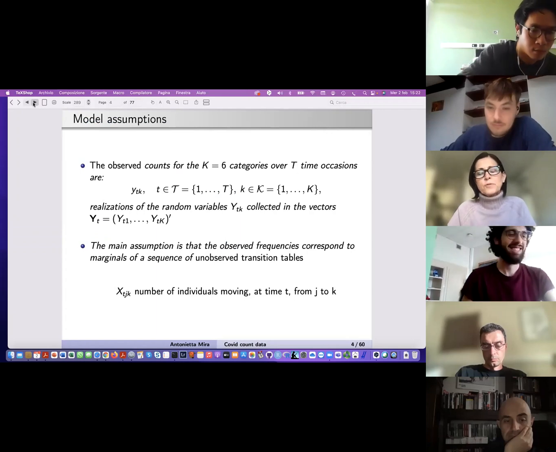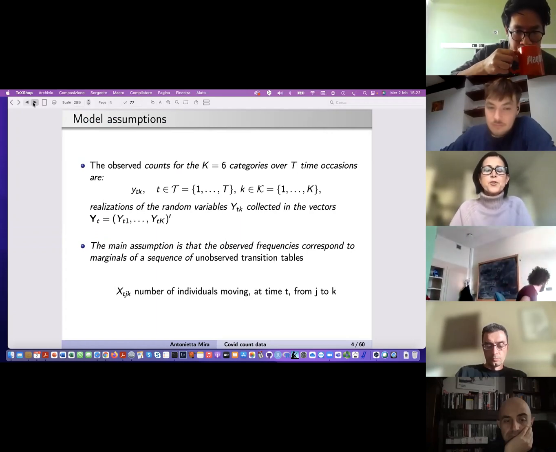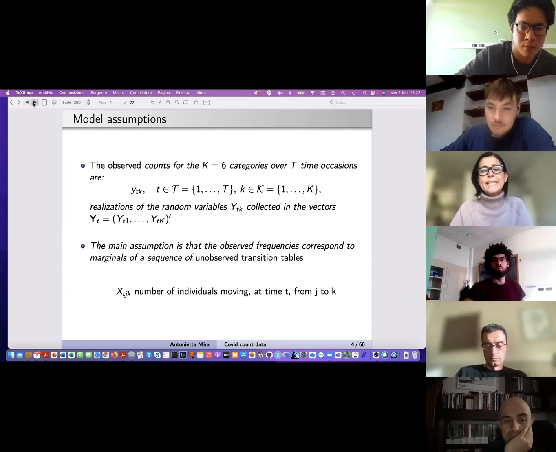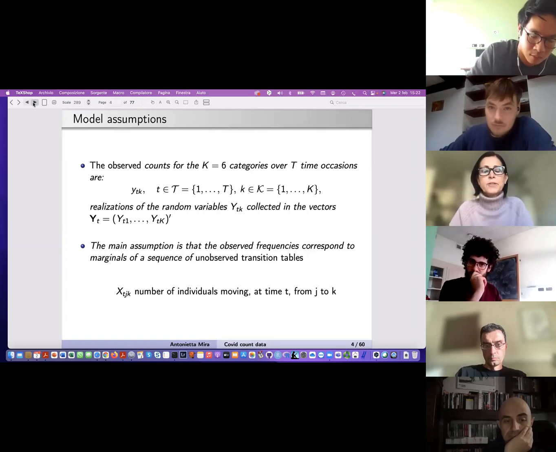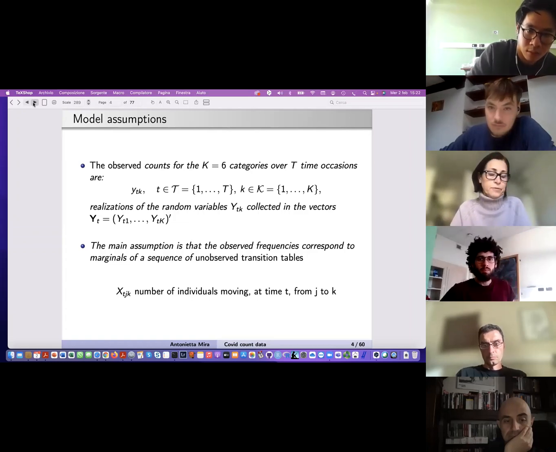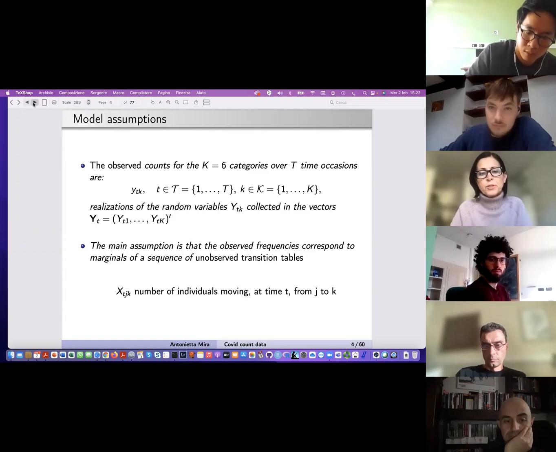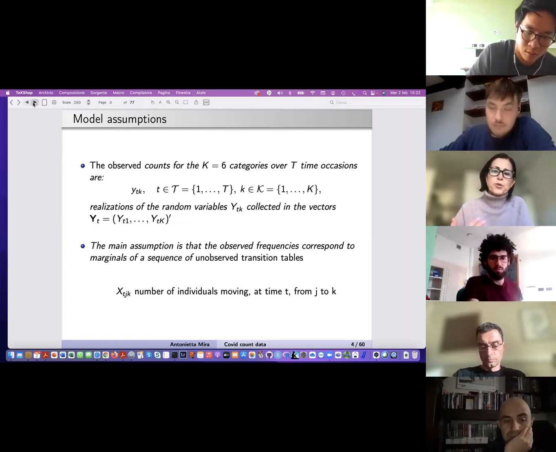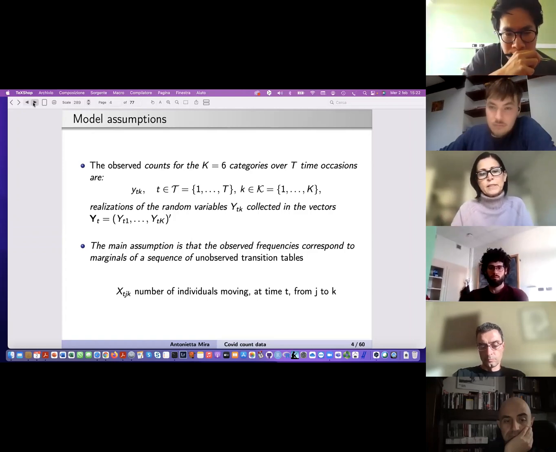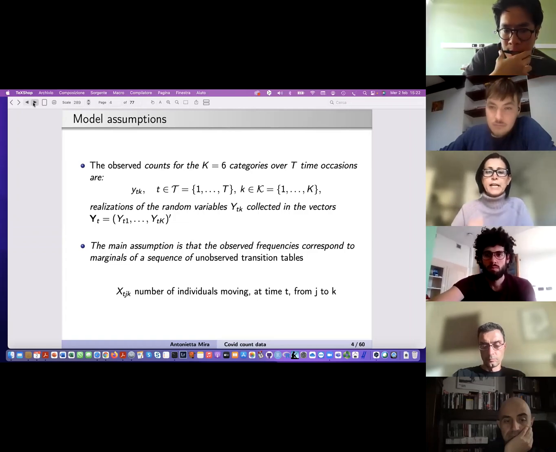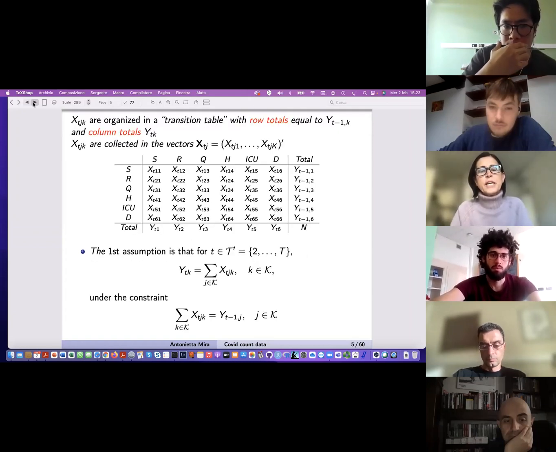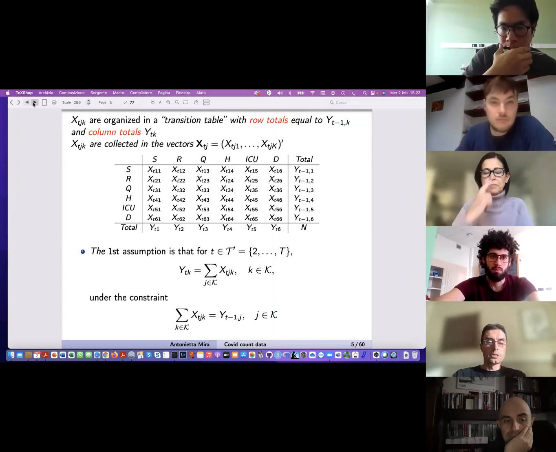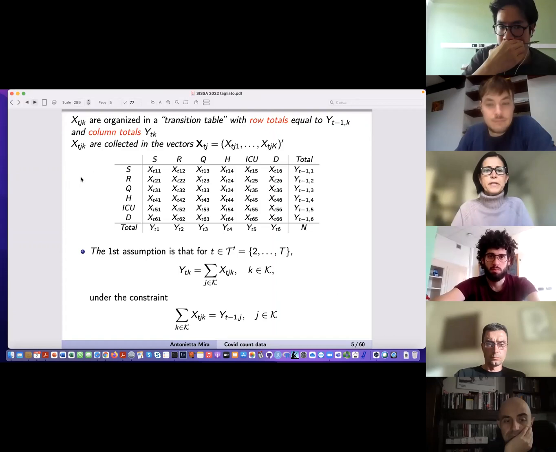So the observed counts for those 6 categories over time are stored in random variables Y_{t,k}. T is time and k is the category. And we put these counts in a vector of dimension 6. The main assumption in this model is that the observed frequencies correspond to the marginal of a sequence of unobserved transition counts. So we let X_{t,j,k} be the number of individuals that at time t moved from category j to category k. Those X_{t,j,k} can be organized in a transition table, and you can see it here, the 6x6 table with the 6 categories that I just mentioned.